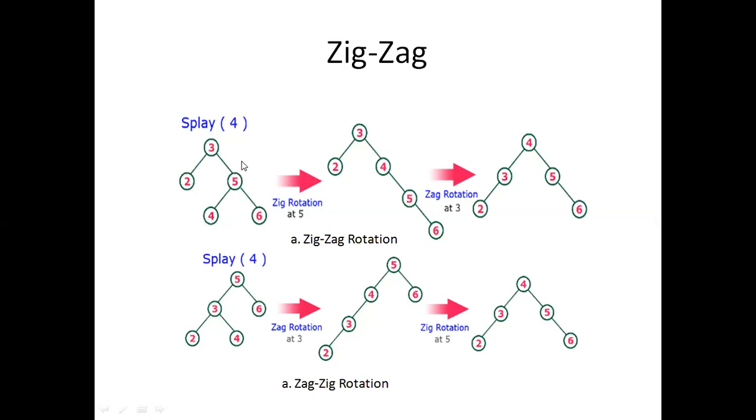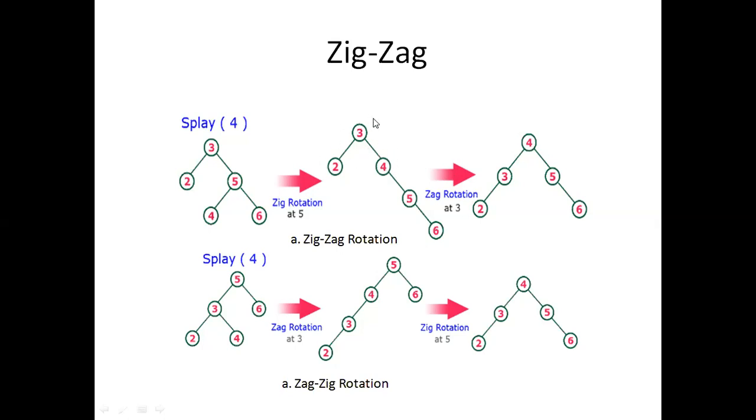So here we perform Zig rotation on its parent. It means here we perform rotation on node 5. So this 4 is placed at this position. Node 5 is the right child of node 4, and this node 6 is the right child of node 5. Then we perform Zag rotation. In Zag rotation, this 4 is placed at the root position.